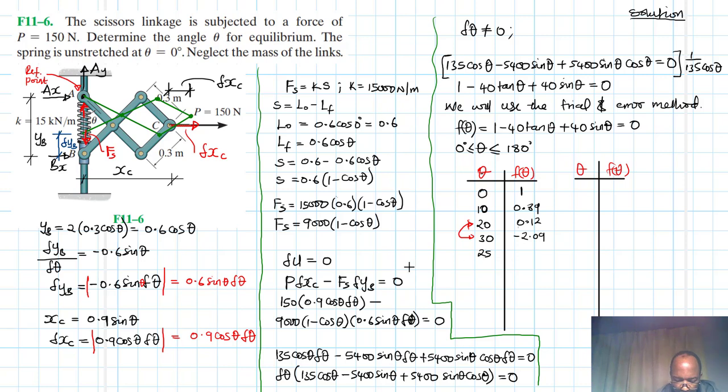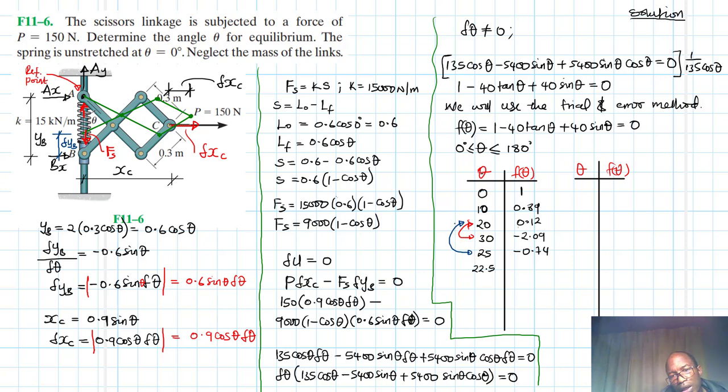Plug it back in the function again. 1 minus 40 tan 25 plus 40 sine 25, we get a minus 0.74. Okay, so again we'll use the ones with minimum values, 20 and 25. We get the average. 20 plus 25, average of that is 22.5. So we keep on doing that. This is one of the methods, but if you have another method, well and good, don't use this one.